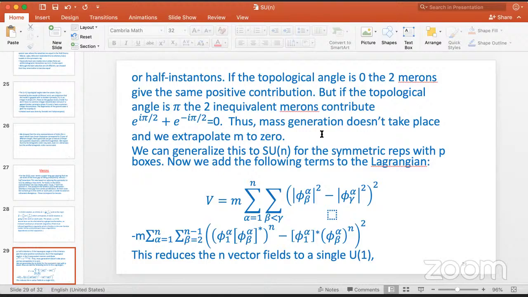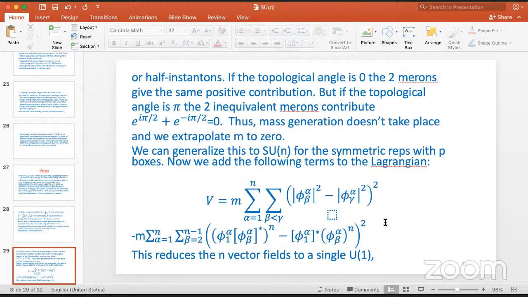We can generalize this to SU(N) for the symmetric reps with p boxes. Now we have the following two terms in the Lagrangian. We add a term, where alpha and beta run over 1 to n. These are on-site terms. So we can have an m |phi_alpha beta|^2 minus |phi_alpha gamma|^2, where alpha goes from 1 to n and beta is less than gamma. And we have an additional term, which is phi_1 alpha beta star to the n minus Hermitian conjugate phi_1 alpha star phi_alpha beta to the n, and this whole thing is squared.